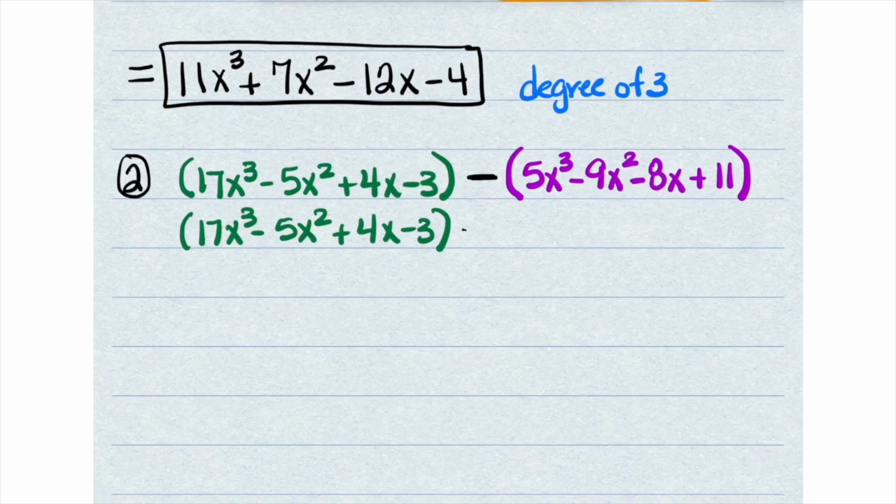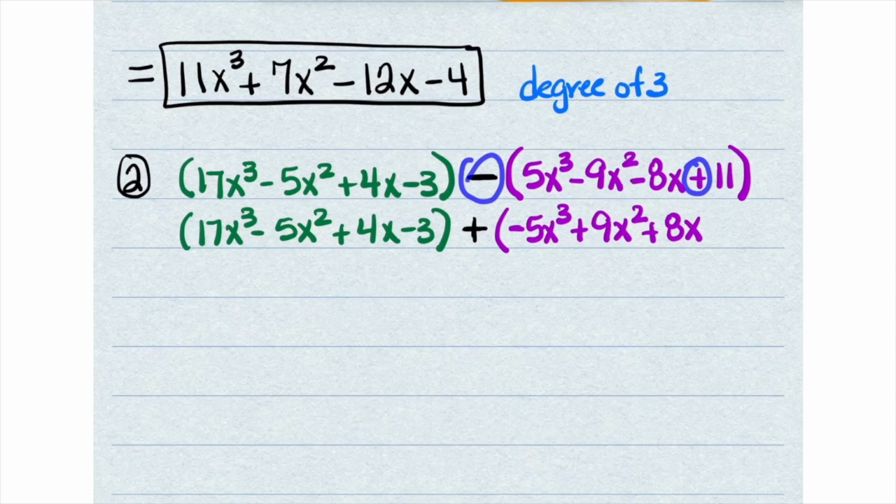Okay, and then we're going to change this to a plus because we're going to take the minus and apply it to everybody. So that's going to become a minus 5x cubed, right? And then you have a minus and a minus, that's going to be a plus 9x squared. And then you still have a minus and a minus, so that's going to be a plus 8x. And then you have minus and a plus, so that's going to be minus 11.